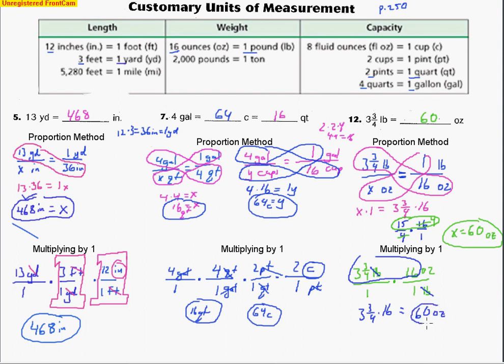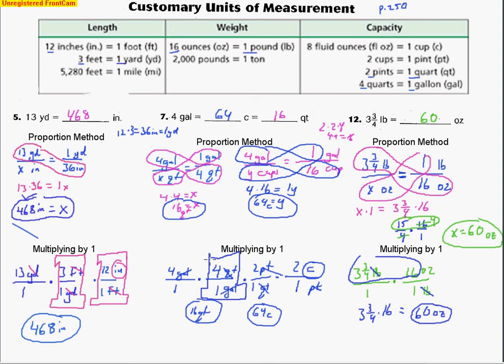So there it is. Two different methods to solve the same type of problem. One is using proportions. The key on proportions is you want to be consistent. You want a fraction that's equivalent to another fraction. So we have to have the same units in the same locations. Multiplied by 1, we use this conversion factor as a factor of 1, which helps us come up with a similar fraction, but not quite the same.